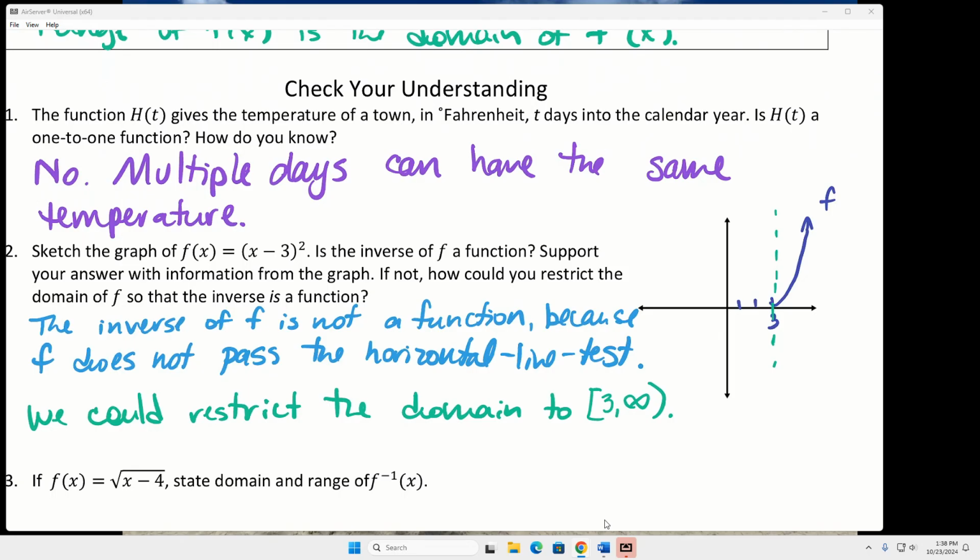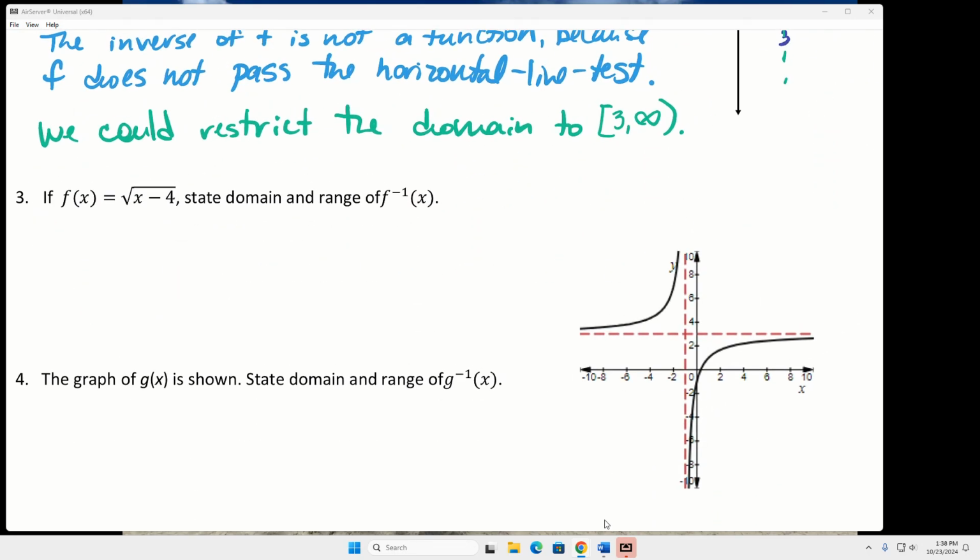All right, and then on 3 and 4, we have the function, and we're going to tell the domain and range of the inverse, but we are not going to actually find the inverse. So I'm going to do a little graph of number 3. So a square root graph looks like this, kind of like a half of a parabola on its side. What is that minus 4 going to do? How's it going to shift it? To the right 4. All right, so this is what that graph is going to look like.